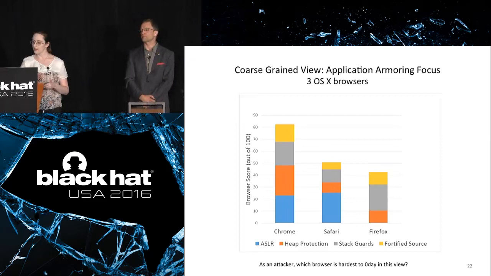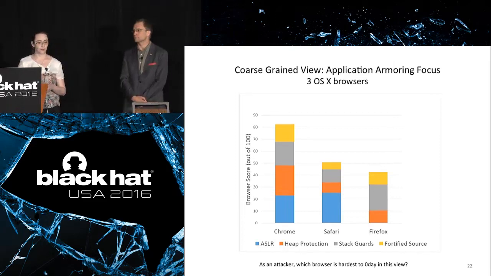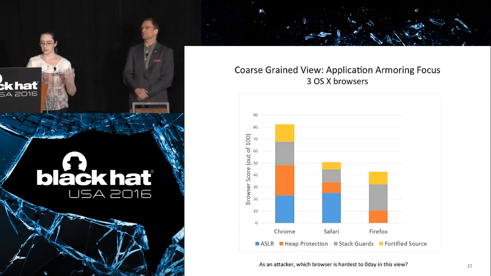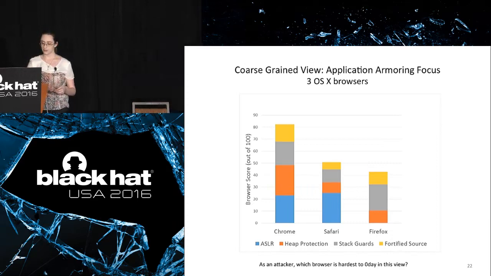And then that was a more detailed look at the data. Taking a step back, here's a very coarse-grained view of how to compare the three most popular browsers on OS X. So we've got Chrome, Safari, and Firefox. And here, as I said, it's a coarse view. We're just looking at 4 application armoring features: ASLR, non-executable heap, stack guards, and fortified source. So each of those 4 things is worth 25 out of a total 100 points. If all of your files for the browser have, say, ASLR, that gets you 25 points.